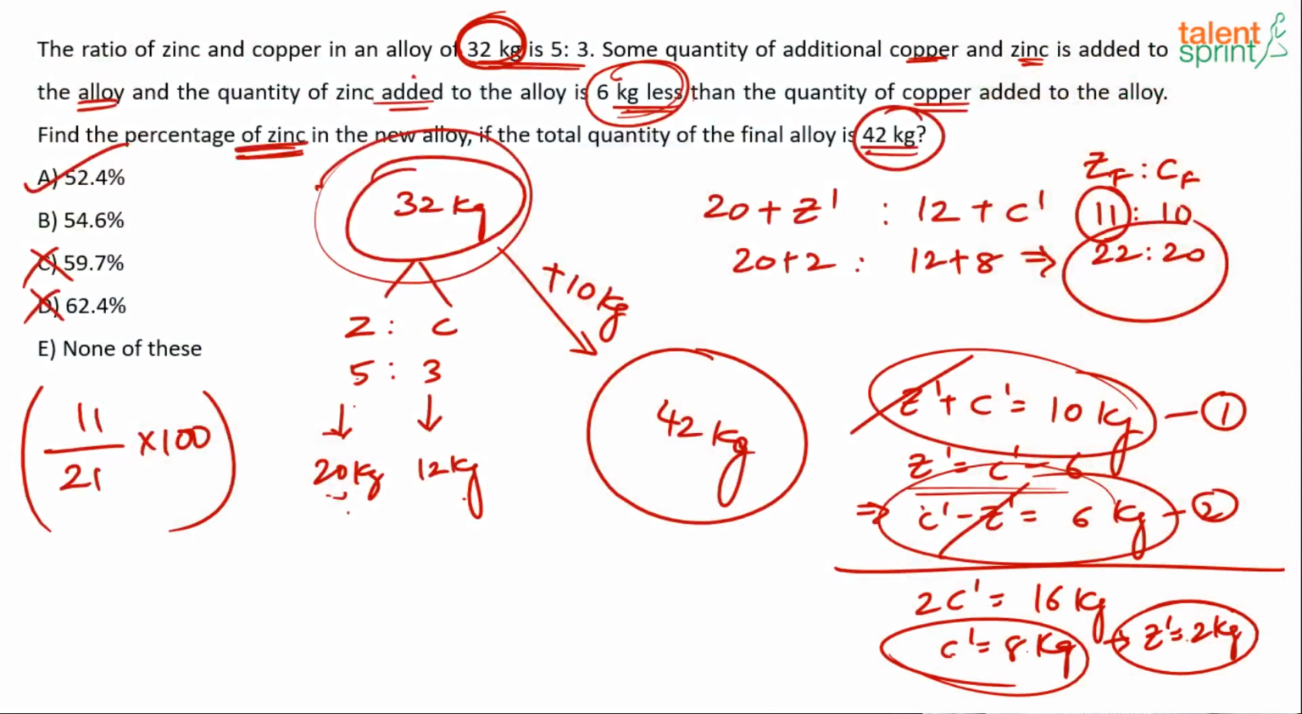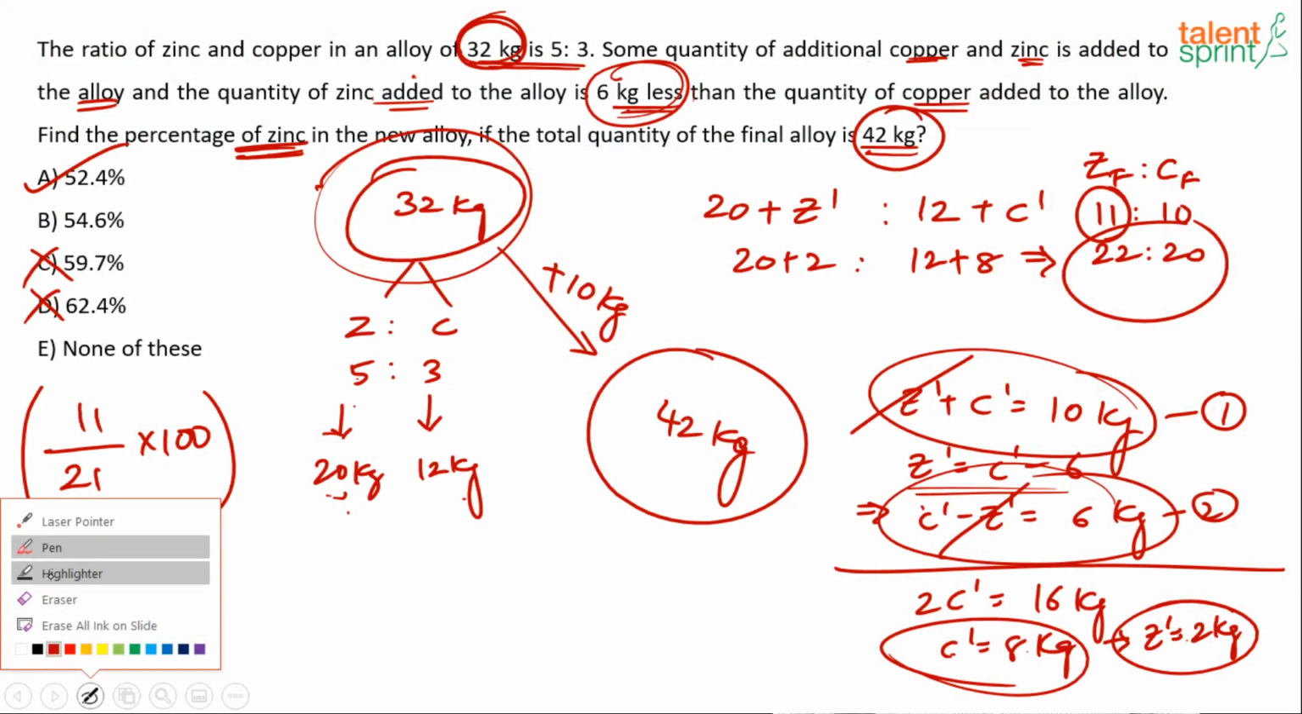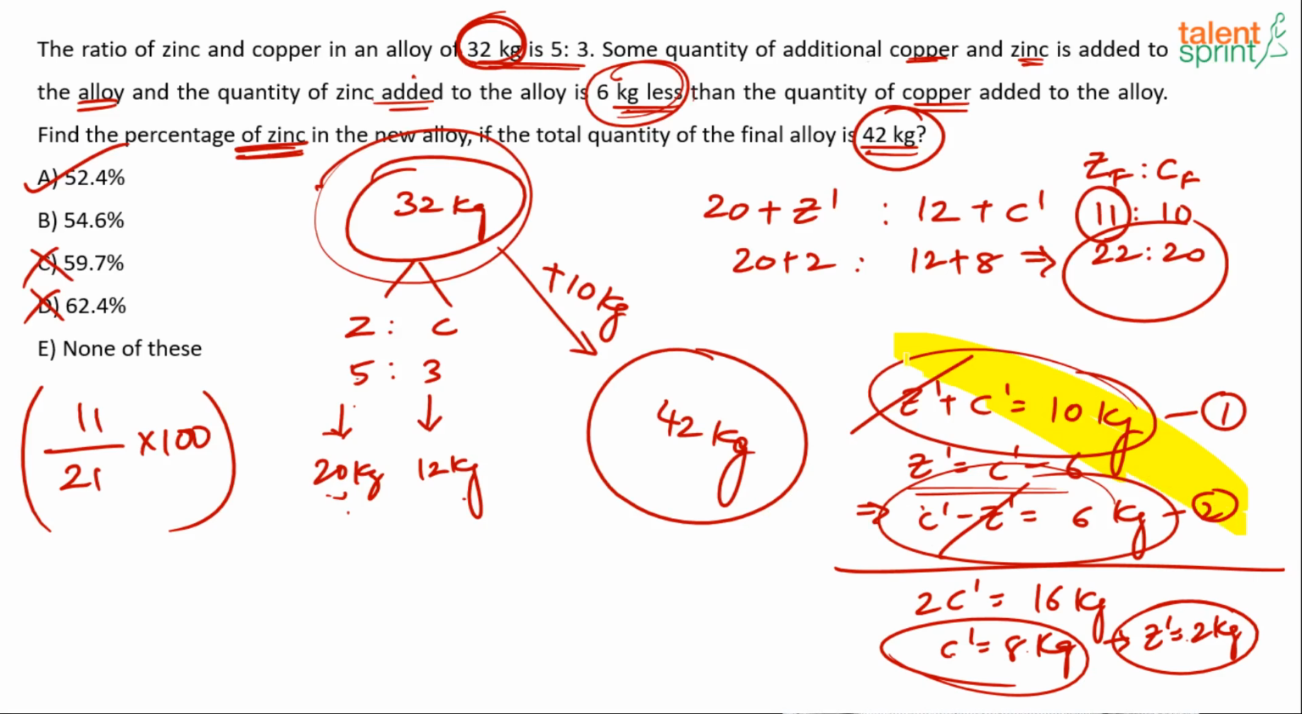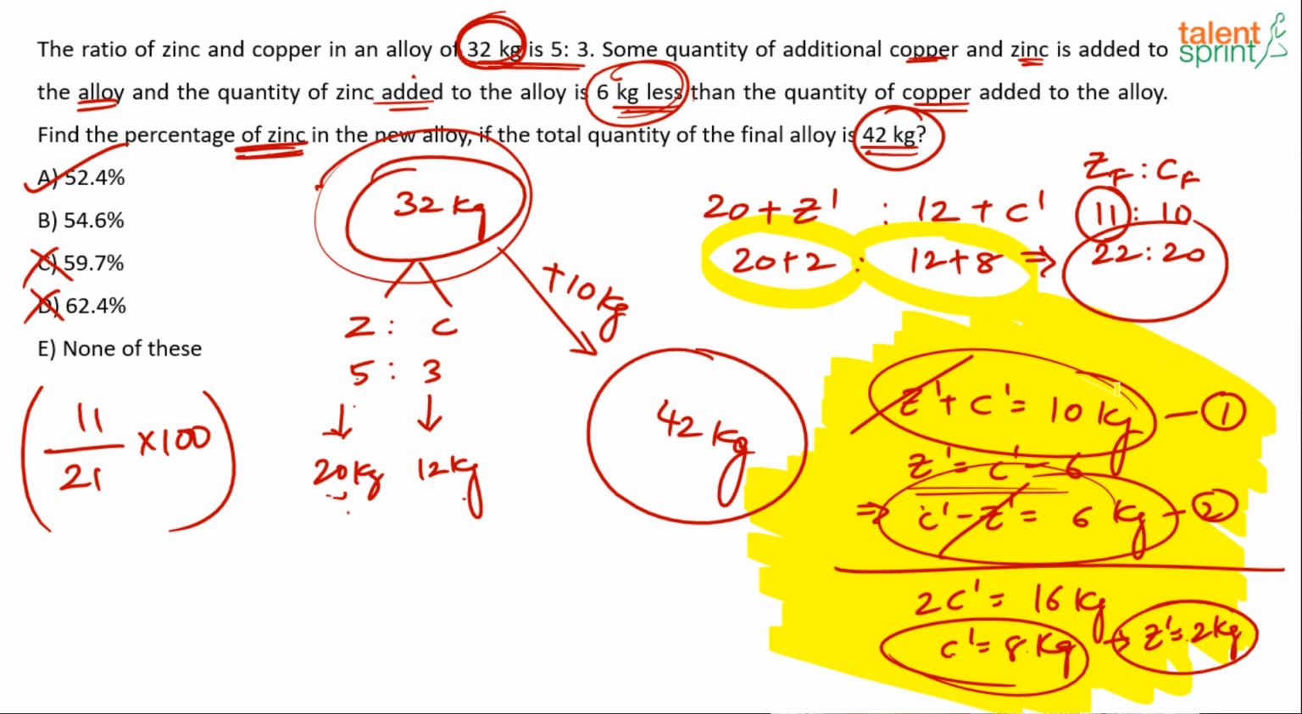Okay, so I would not have done all this, let me highlight this part that we have done here. This is not required. This zinc and copper is 10, the difference is 6, 2C is 16. No, it is a sheer waste of your time. This is not required. I would know one is 8, the other is 2. So that's it. Add 2 to zinc because it is less, add 8 to copper because it is supposed to be more. You get the ratio.